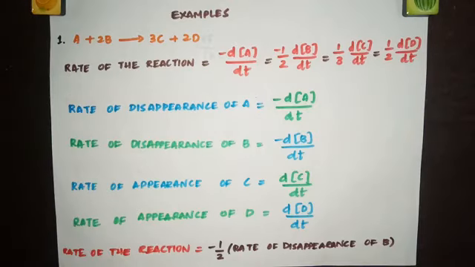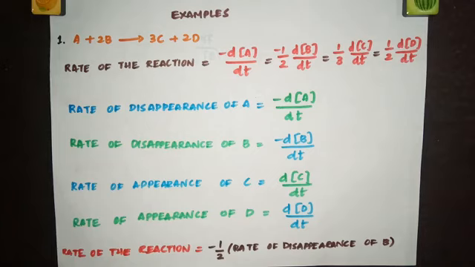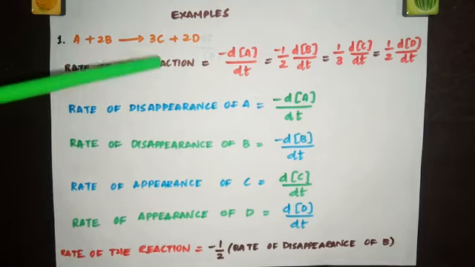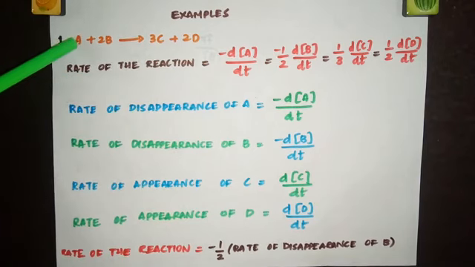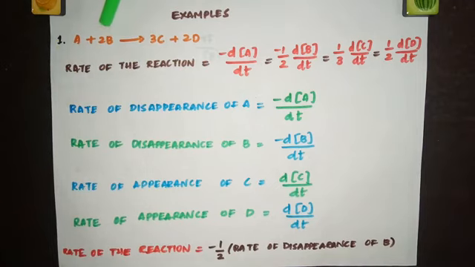Let's take a general equation A plus 2B giving you 3C plus 2D. We are trying to understand what the rate of the reaction is, what the rate of disappearance or appearance is, and how to relate them both. So to understand that a little more clearly, we are going to see this problem. Now see, for this reaction, how can you write the rate of the reaction? Rate of the reaction is equal to minus d[A] by dt, which again equals minus 1 by 2 d[B] by dt. This in terms of A, this in terms of B.